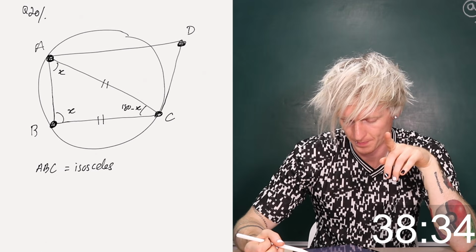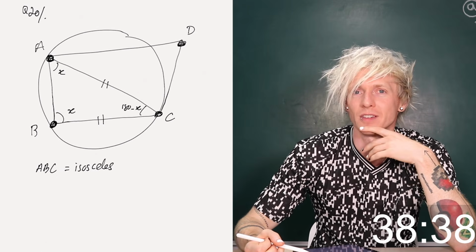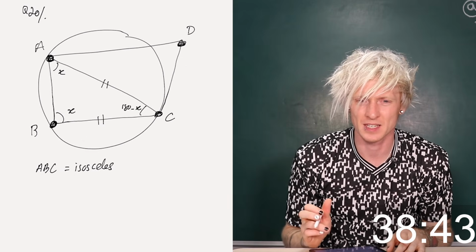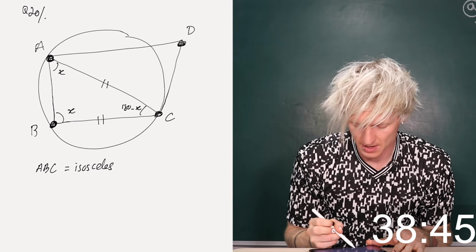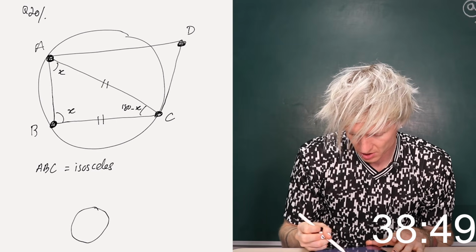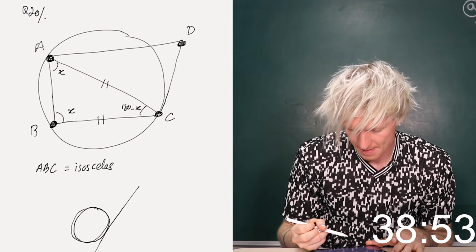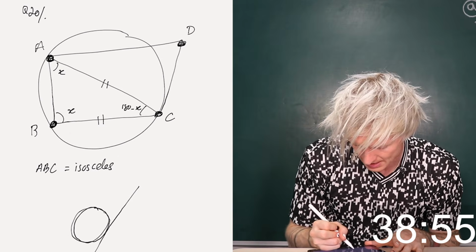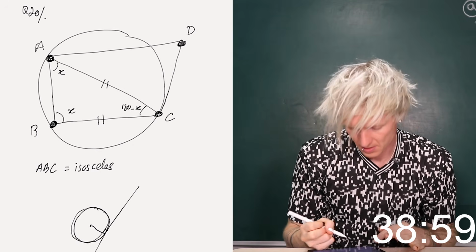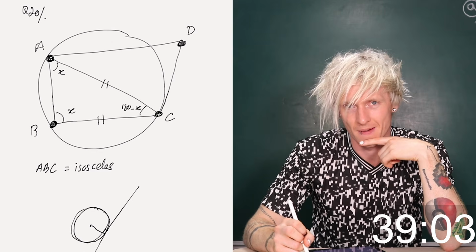So, what do I know about circles and tangents? There's something in my head saying that if you have a circle and a tangent to the circle, so it just touches it, I'm pretty sure that that forms a right angle with the centre of the circle. But we don't seem to have any centres on our diagram.